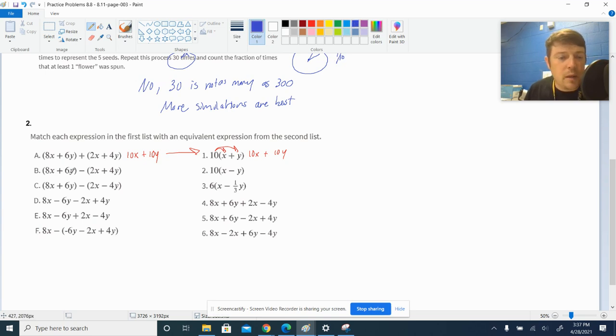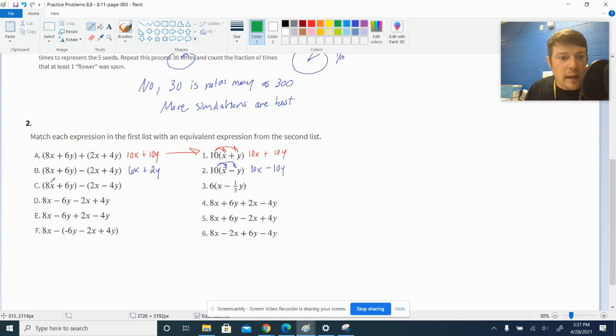All right, let's do another one. 8x minus 2x would give me 6x, and 6y minus 4y would give me 2y. All right, let's do this one. This one would be 10 times x, which is 10x. We're distributing here, and then we got a minus, and then times 10y. All right, no match on that one, so we can't put that one across the board.